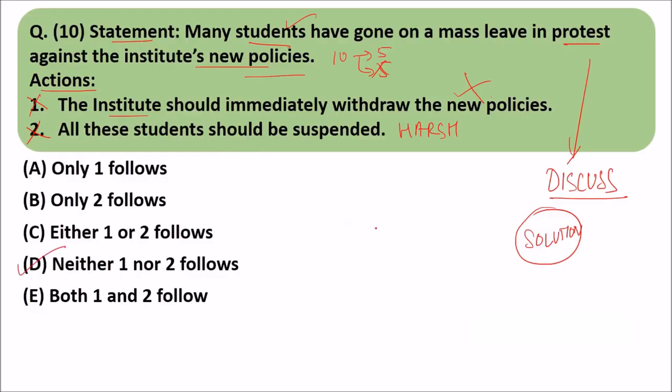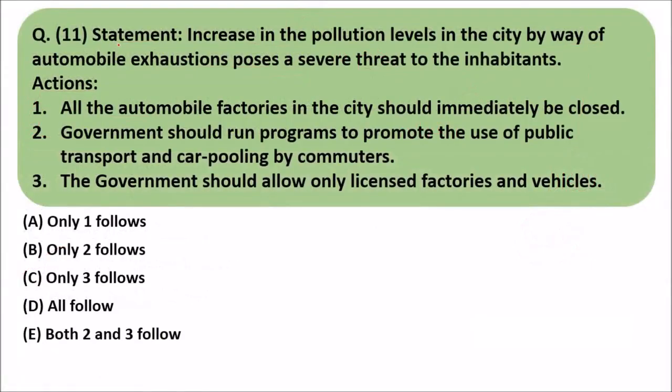Moving to question number 11. Statement: increase in the pollution levels in the city by way of automobile exhaustions poses a severe threat to the inhabitants. Actions: all the automobile factories in the city should immediately be closed. Government should run programs to promote the use of public transport and carpooling by commuters. The government should allow only licensed factories and vehicles. Now all the three seem like very good actions or logical options over here.